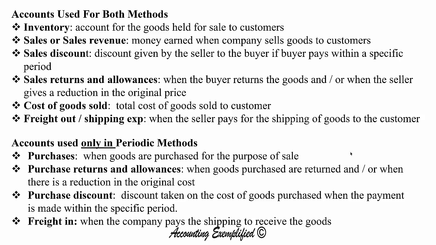Okay? And all these accounts are related to the purchases and for the payment and for the shipping of the goods purchased. And these goods are purchased in order to be resold to the customers. Now, in the perpetual method, all these purchase-related transactions will be recorded in the inventory account. So that's why we said under the perpetual method, the inventory account is constantly updated for any change in the inventory.